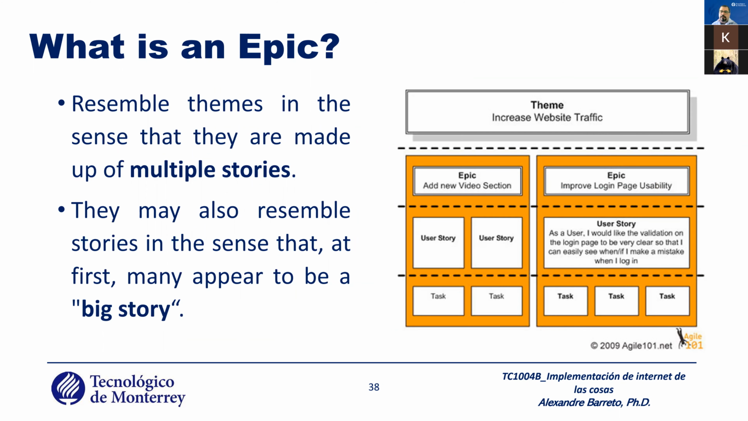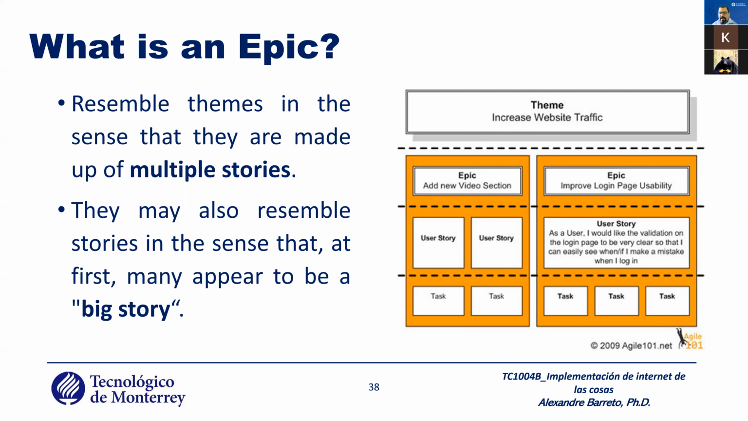The epic here is the login page usability. The other epic is about the new video section. One epic can have multiple user stories. For example, in this case I have one user story: as a user, I would like the validation on the login page to be very clear so that I can easily see if I make a mistake when I log in. For example, if the user types the wrong password, you only put the password box in red.